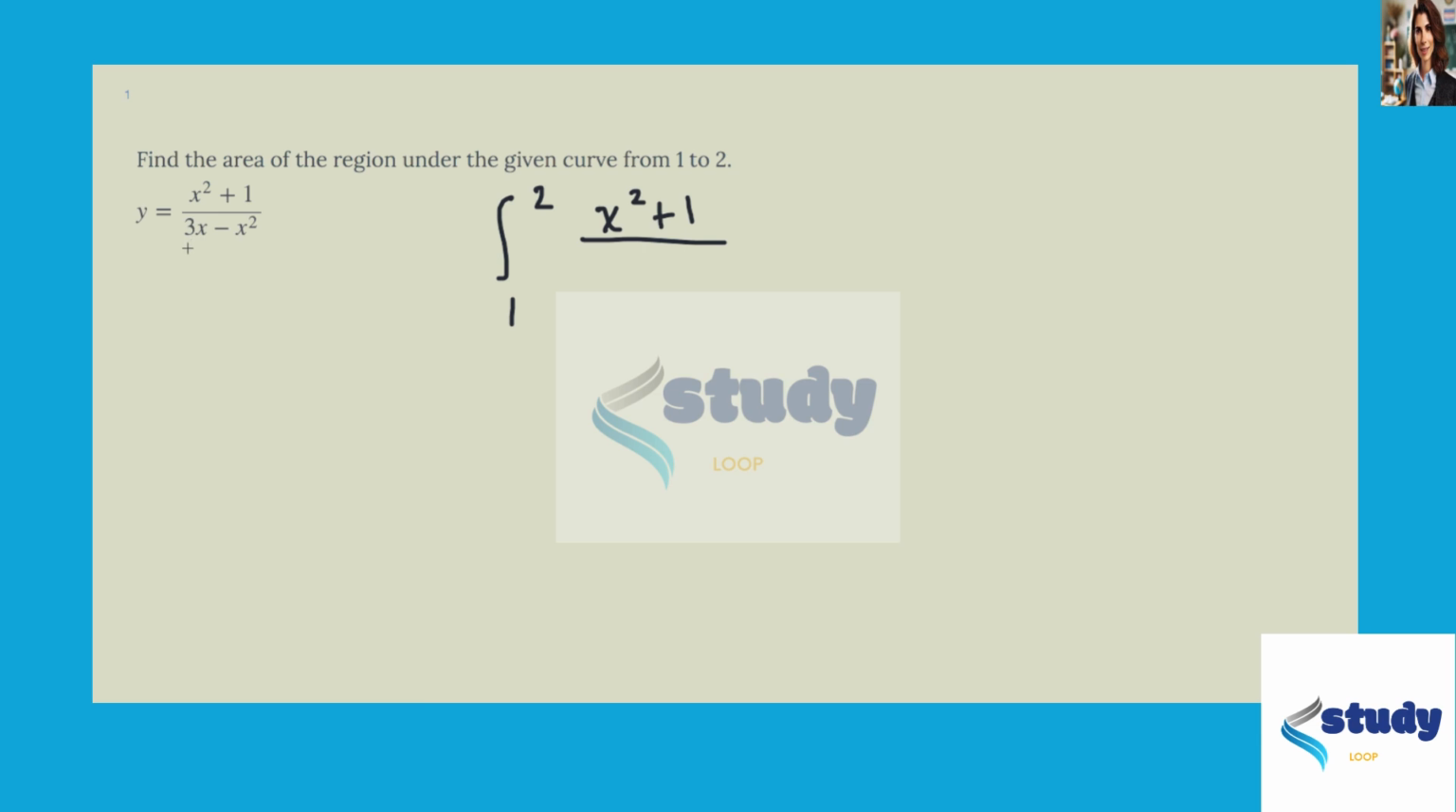This problem is asking for the integral from 1 to 2 of this function. Let me rewrite this denominator by factoring. Just 3 minus x. That's the area under the curve from 1 to 2.